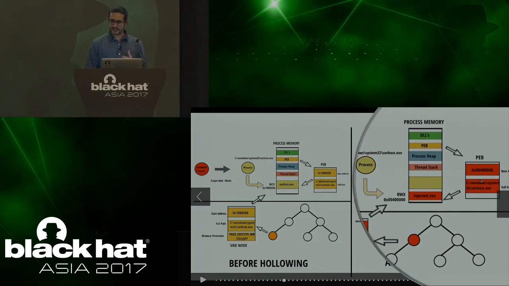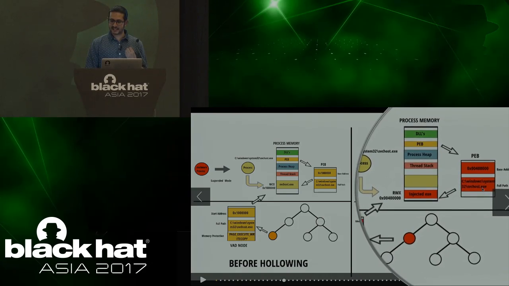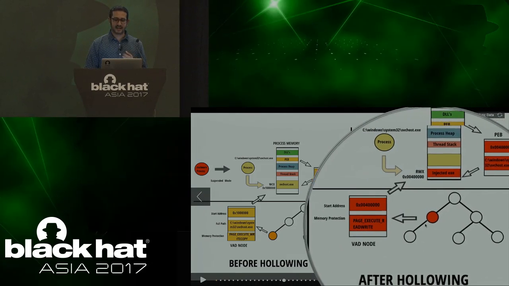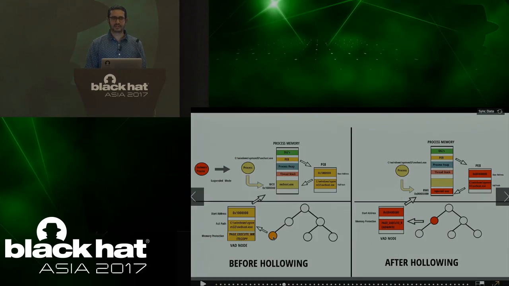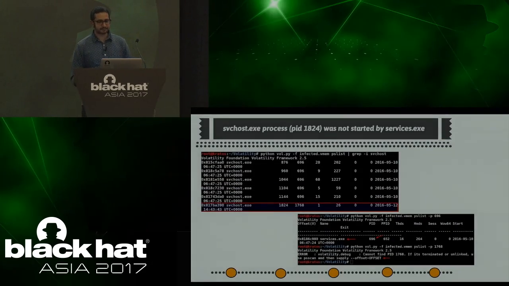And also notice the PEB now says that the svchost.exe is loaded at this address, which is the injected executable, but there is no corresponding VAD entry, because when it hollowed out this region of memory, there is no VAD. So what kind of discrepancy does that create? Let me show you that.